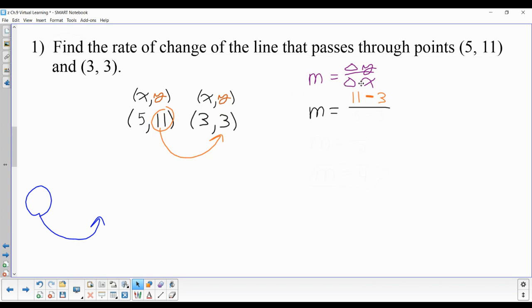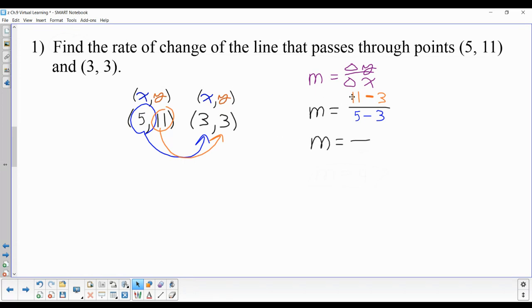Now, to do my change in x value, I do not have freedom. Since I chose to go from the left to the right, 11 minus 3, when I do my change in x values, that is the first number in the ordered pair, I must subtract in the same order. So I must do 5 minus 3. Plugging in should be the hardest part of these problems, because once you have plugged in, all you do is simplify.